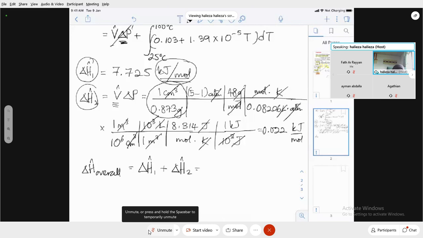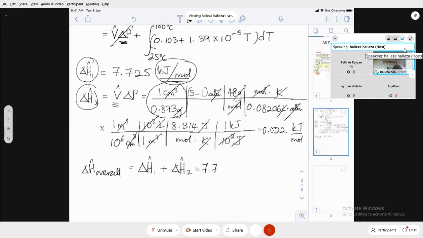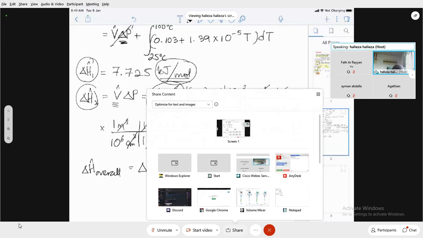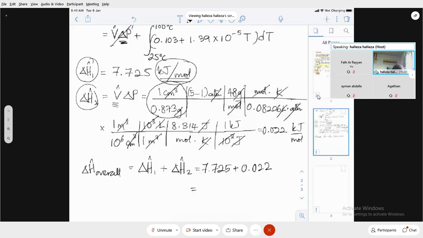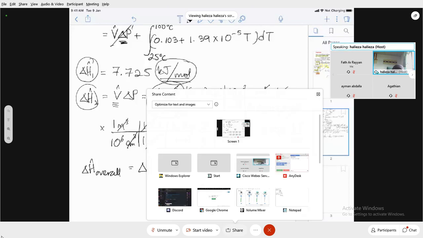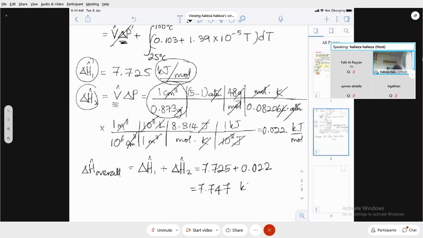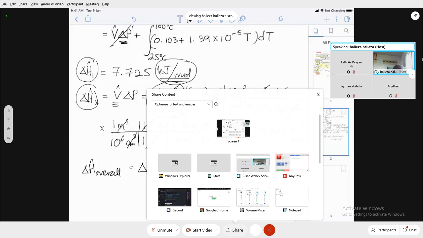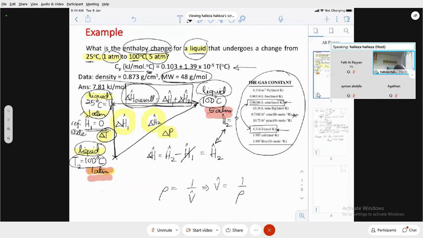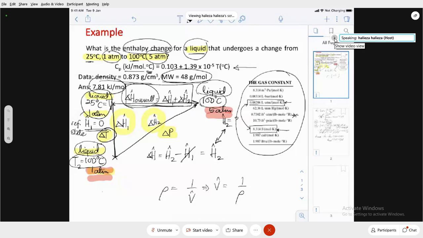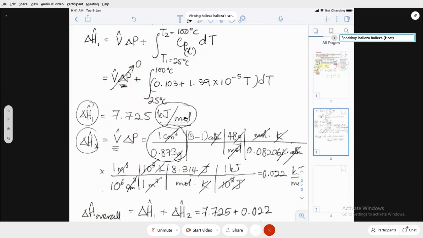So when you add it up, you have 7.725 plus 0.022, and your final answer should be 7.747, is it? I'm using mental arithmetic here. Is that the answer? Yep, that's the overall change. Let's check the answer given. Oh, 7.81. Why are we not getting 7.8? Why are we getting 7.725?